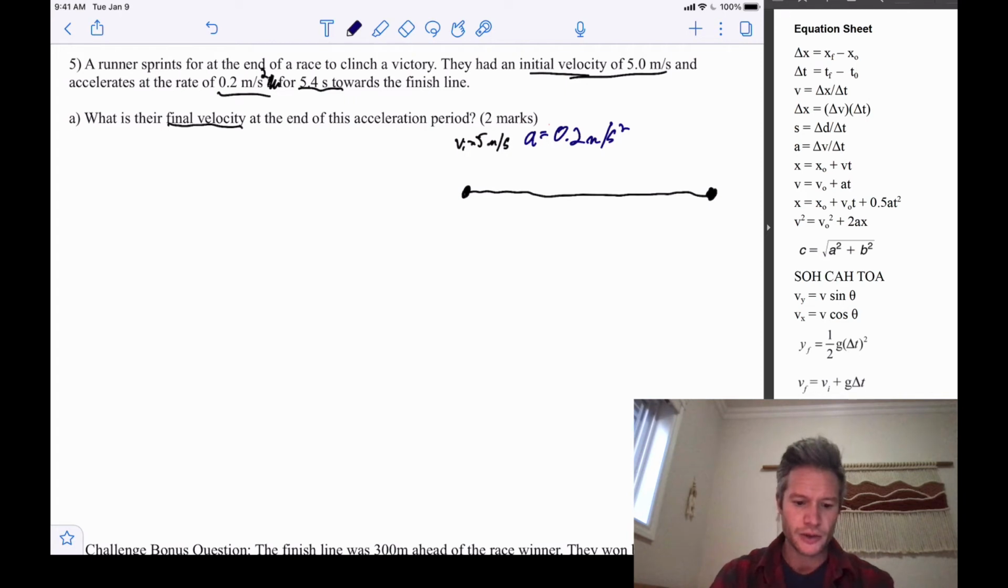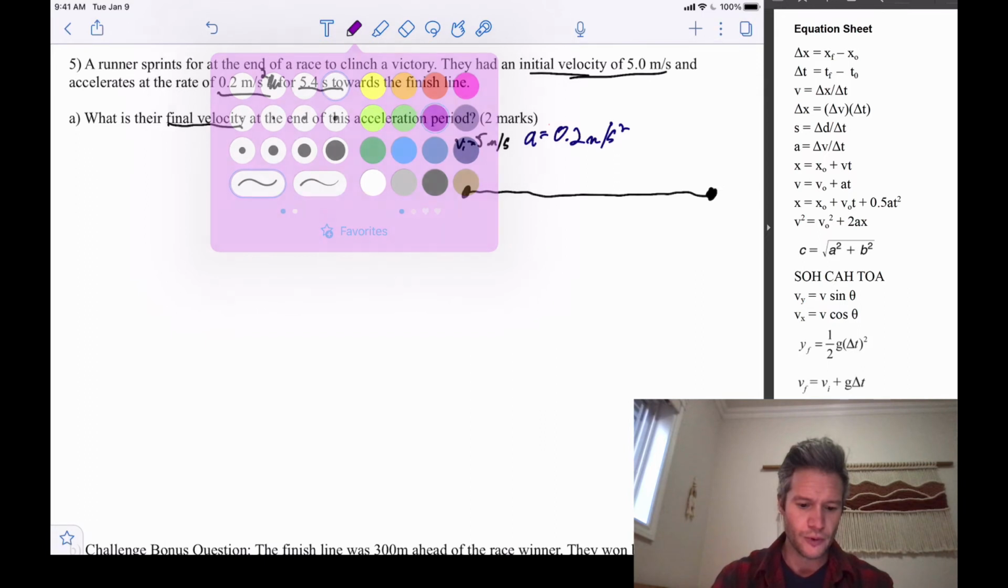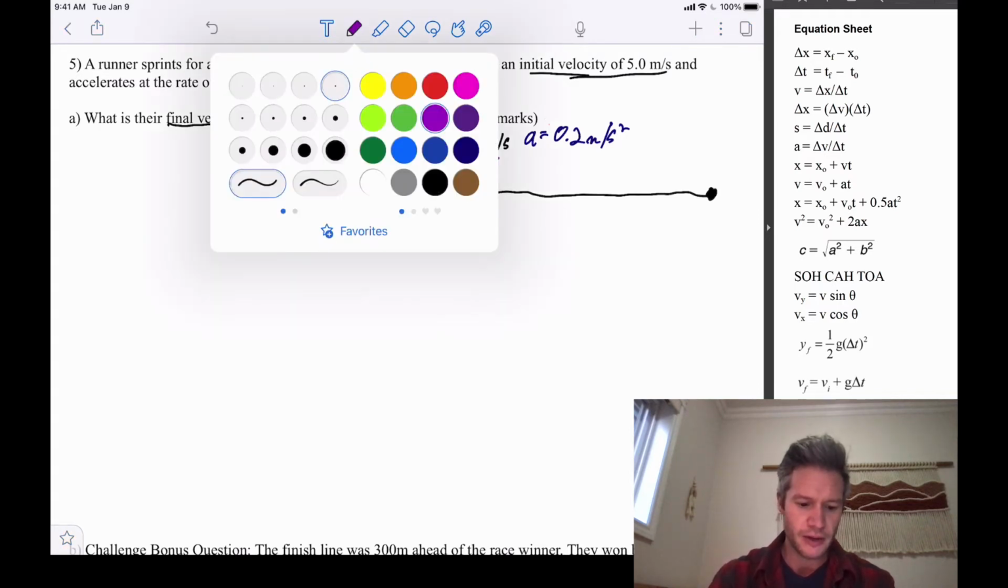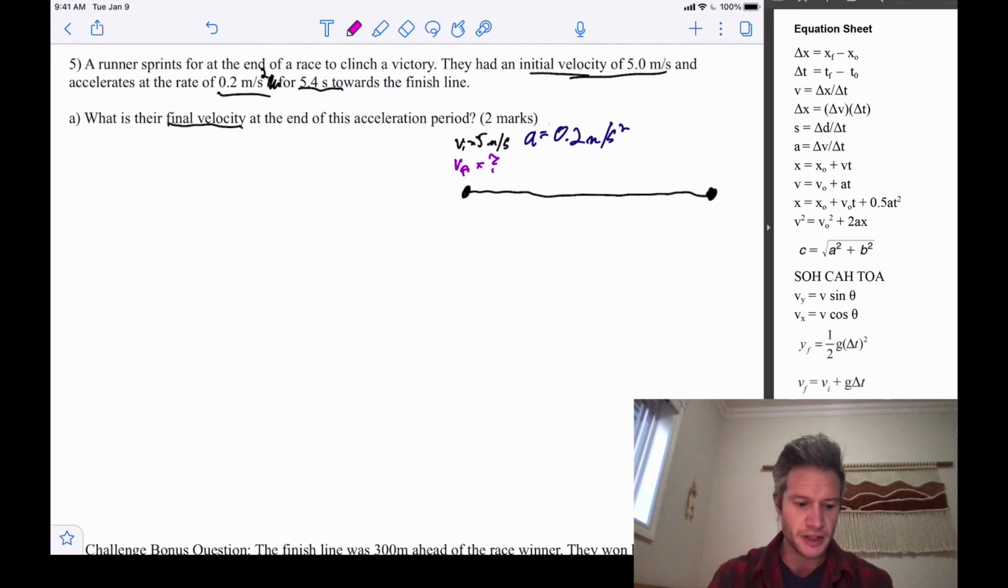Okay, so what do we know? What do we not really know? Well, we know we're looking for VF ultimately. That's the question that we're after. But what are some other things we don't know? Well, we don't really know at this point in time the displacement that occurs during this acceleration period. So at some point in time, after 5.4 seconds, so I guess we know time. Forgot about that one. That's good.